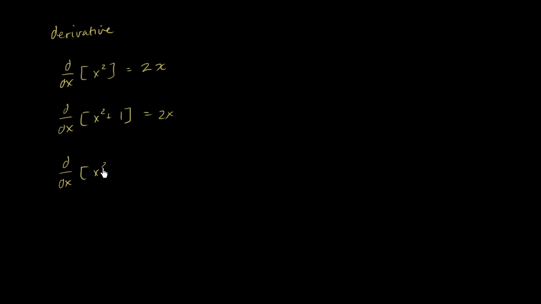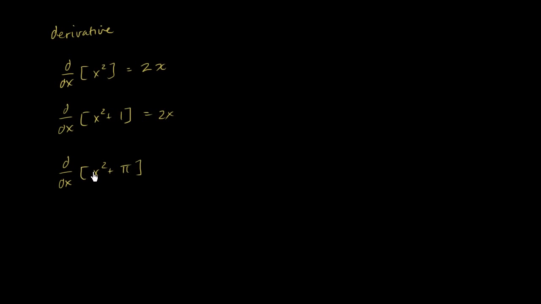We know how to take derivatives of functions. If I apply the derivative operator to x squared, I get 2x. Now, if I also apply the derivative operator to x squared plus 1, I also get 2x. If I apply the derivative operator to x squared plus pi, I also get 2x.